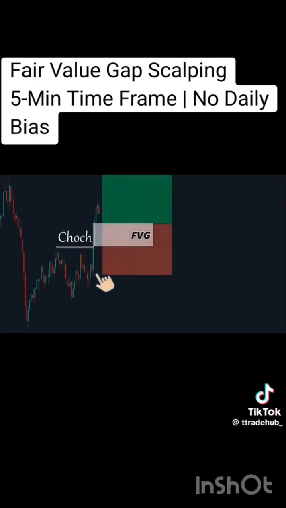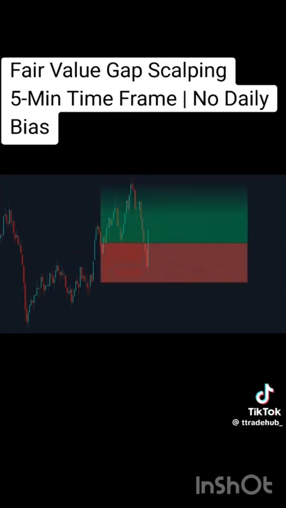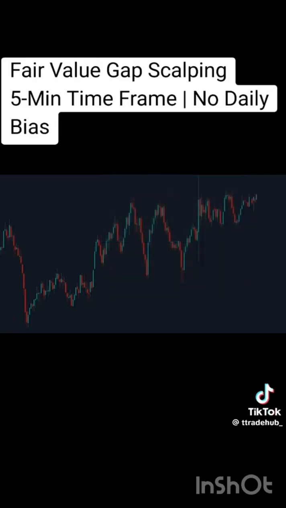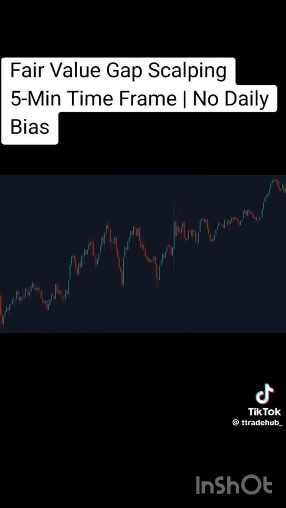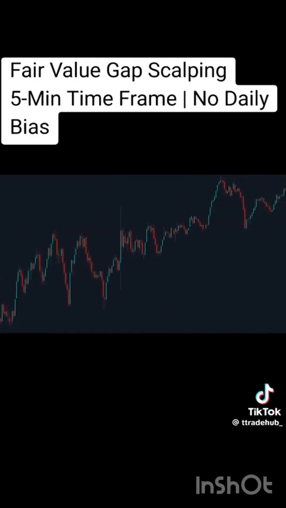The stop loss is placed before the first candle of the fair value gap, and the take profit is set at the first resistance area on the 1-hour time frame. As mentioned previously, the resistance area is considered as the take profit on the 1-hour time frame.